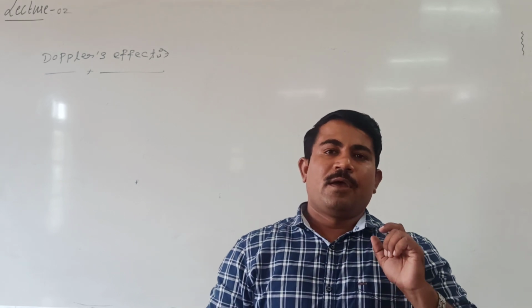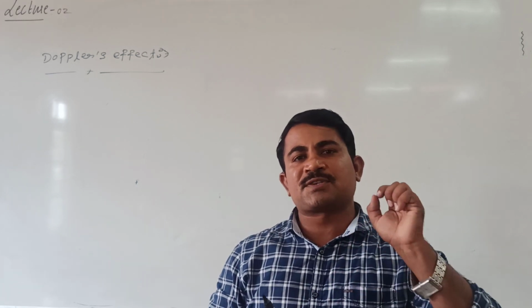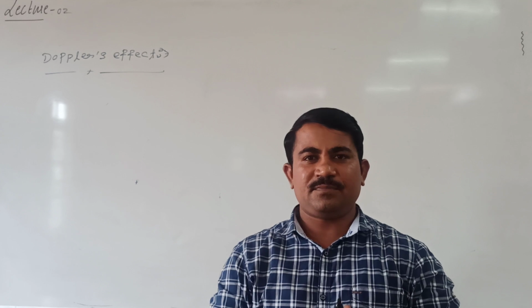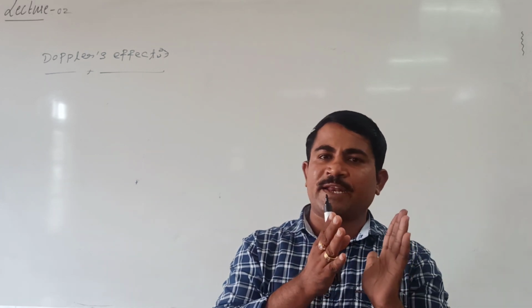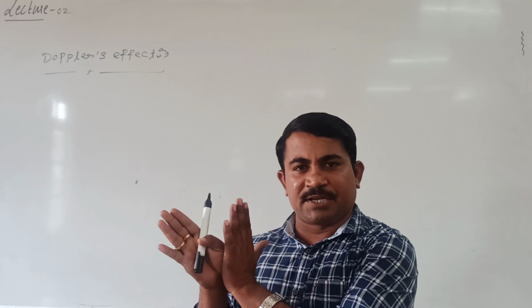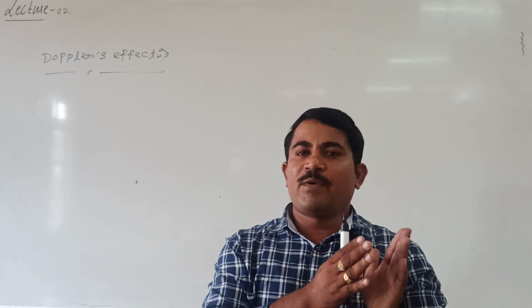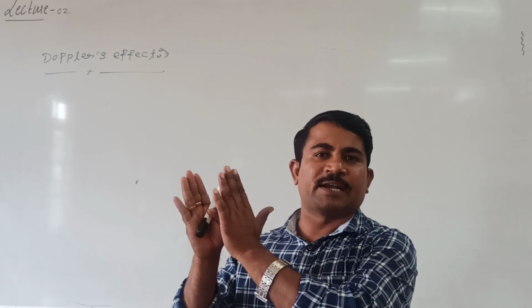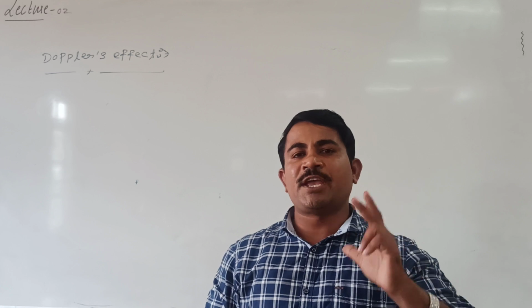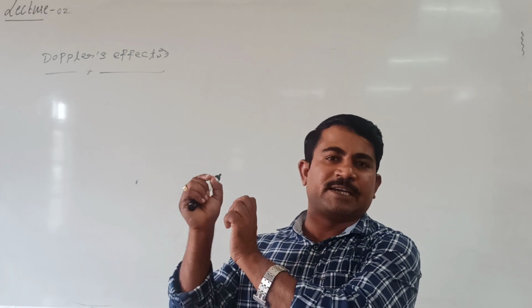See here. If the source of light is moving away from a stationary observer, gradually the frequency of light decreases and the wavelength of light increases. Wherever the wavelength of light increases, that we call red shift. I mean, the change in wavelength from smaller wavelength to bigger wavelength, that we call red shift.